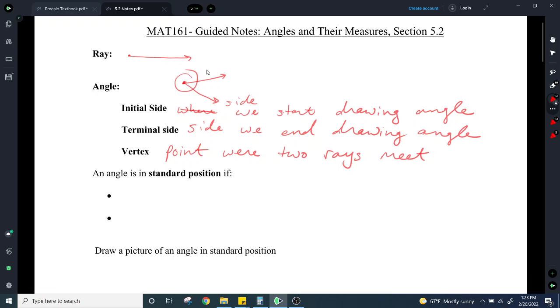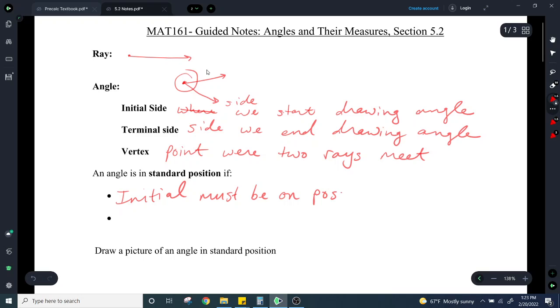Okay, so an angle is in standard position if two things occur. When we're drawing an angle from the perspective of trigonometry, we usually work with angles that are in standard position. And so the first requirement to be in standard position is that the initial side must be drawn on the positive x-axis. And that's actually really important.